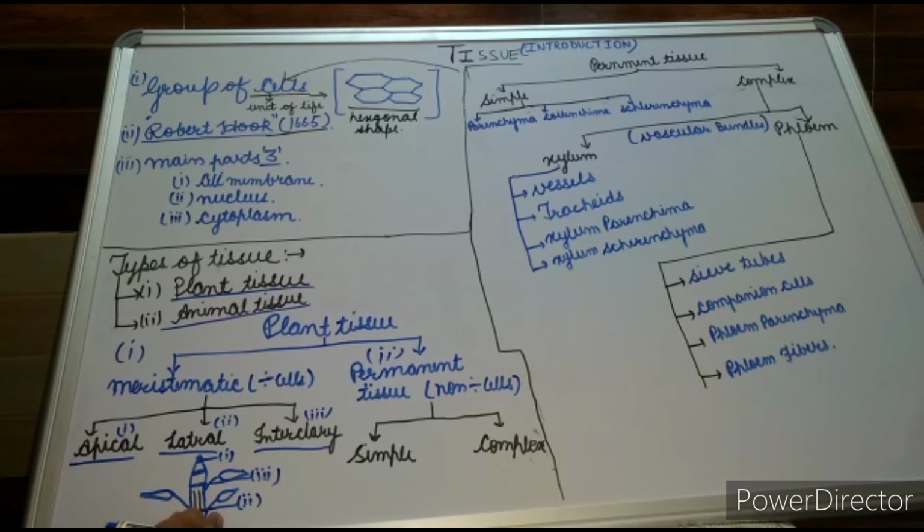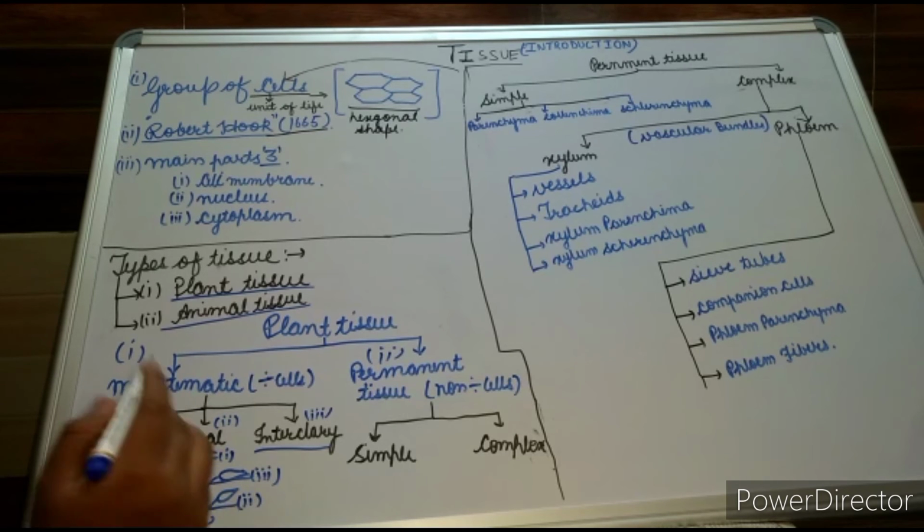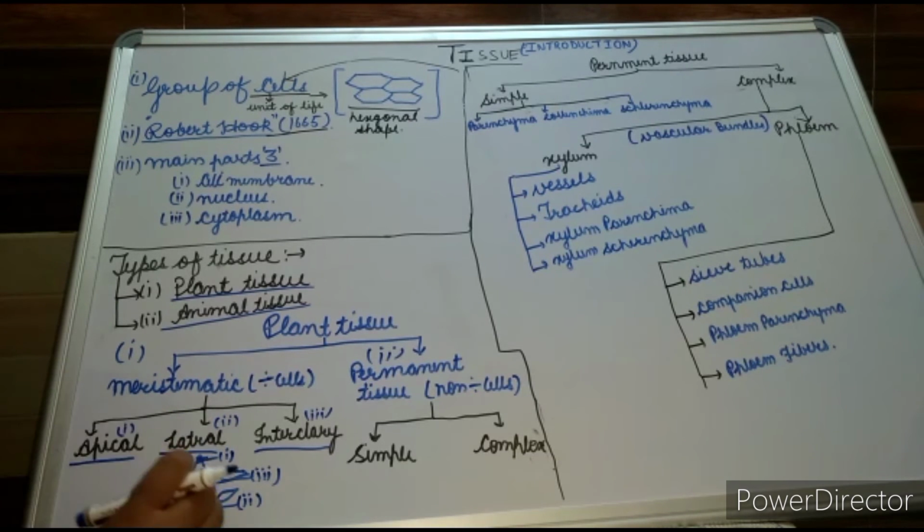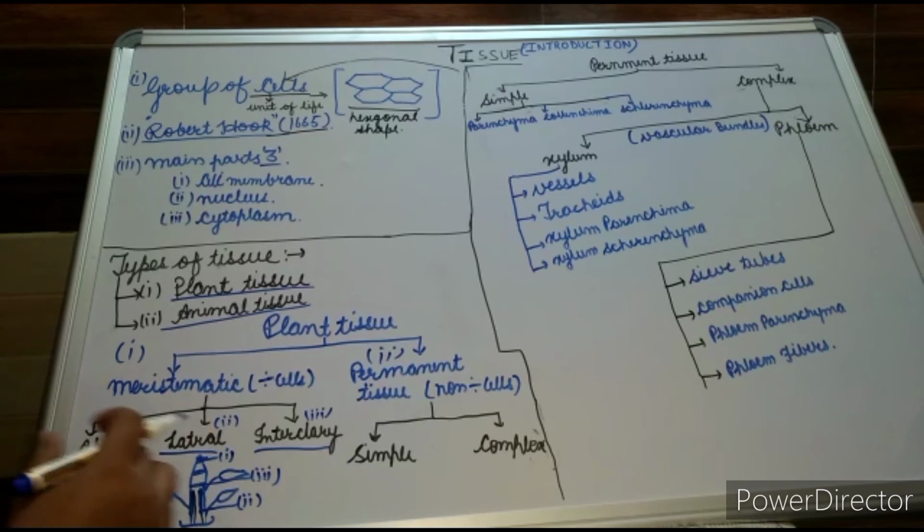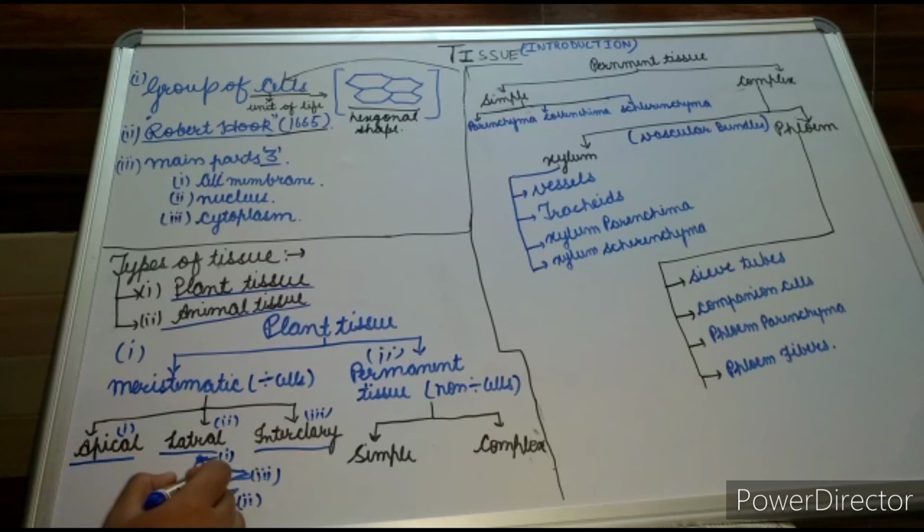I am drawing the rough structure of the plant. So the apical is present on the tip of the plant. In the tip of the plant, the apical region is present. The lateral region is present nearby the stem, which helps in increasing the diameter. And the third is intercalary. Intercalary is present near the node of the new plant origin.